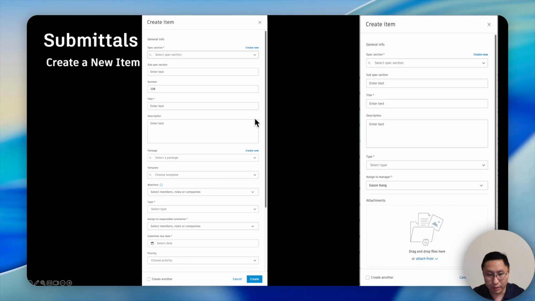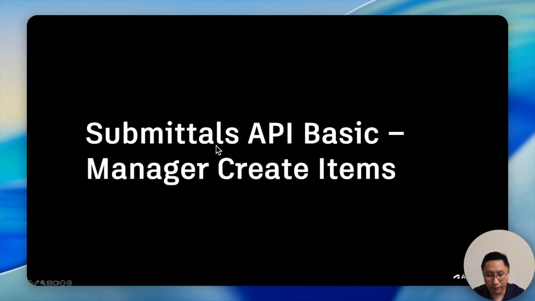While verifying the user permission, you might notice there are two different UIs for creating the items depending on the role. The right one is for the user, the left one is for the manager. As a result, we're diving into the steps for each role. The first one is for the manager role.